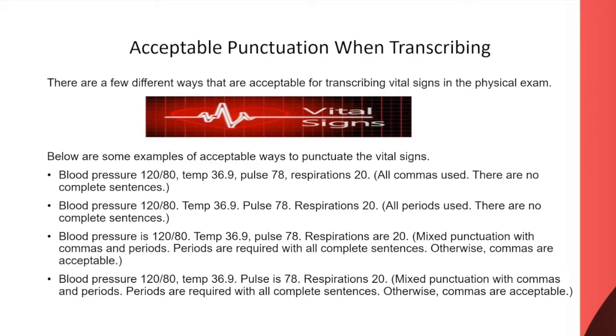But having said that, you can also use periods, because even though they're not complete sentences, they're still different. Temperature is totally different than blood pressure, and pulse is totally different than temp, and respirations are totally different. Or you can consider it a series. So either way, commas or periods will be acceptable in this case.